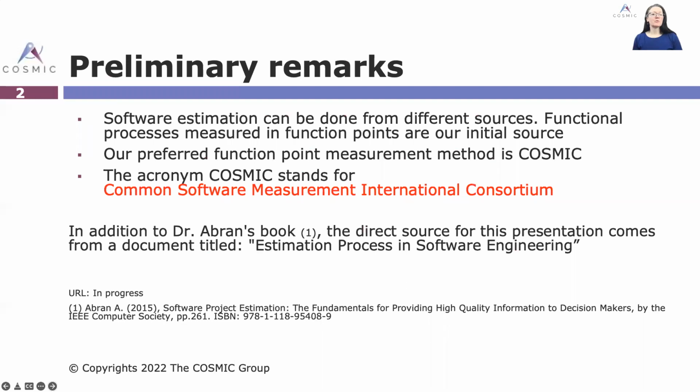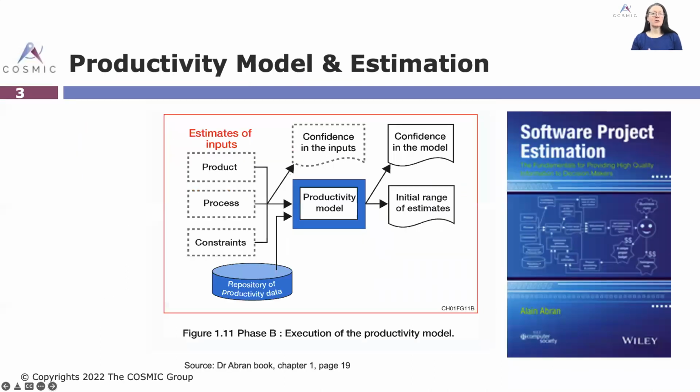Well, first, software estimation can be done from different sources. Functional process measured in function points are our initial source. Next, our preferred function point measurement method is COSMIC. Now, COSMIC is an acronym which stands for Common Software Measurement International Consortium. In addition to Dr. Abran's book, the direct source for this presentation comes from a document entitled Estimation Process in Software Engineering.